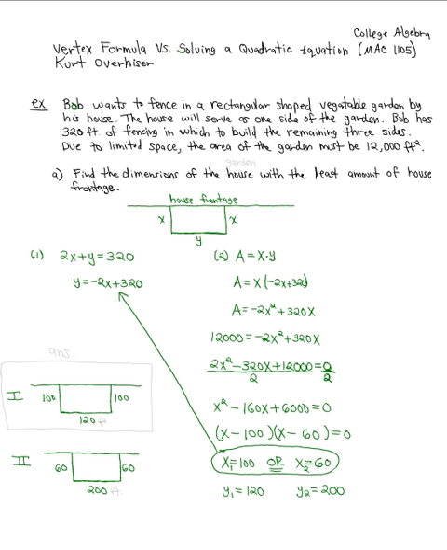And it says, part A, find the dimensions of the house with the least amount of house frontage. Well, in Roman numeral 1, the house frontage is 120 feet. And in Roman numeral 2, the house frontage is 200 feet. The house frontage being the length or the longest side of the rectangle. So of those two, the one that's smaller is the 120 feet. So the final answer is going to be Roman numeral 1.